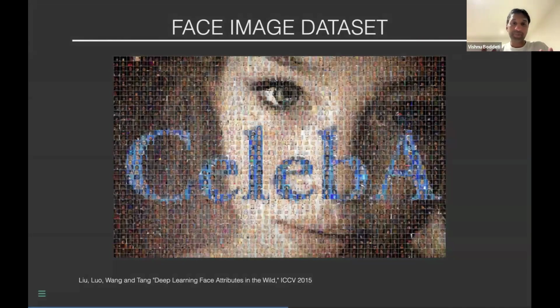These trade-offs can be used for measuring how good my pre-trained AI systems are. We have actually used this on a couple of different data sets. This is an image data set. It's called Celeb.